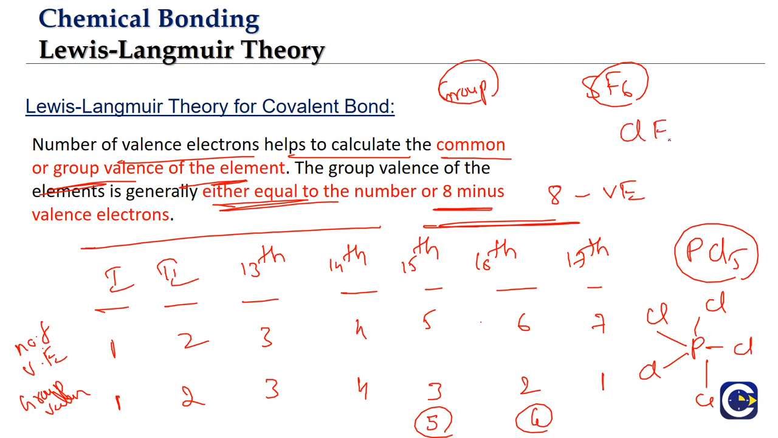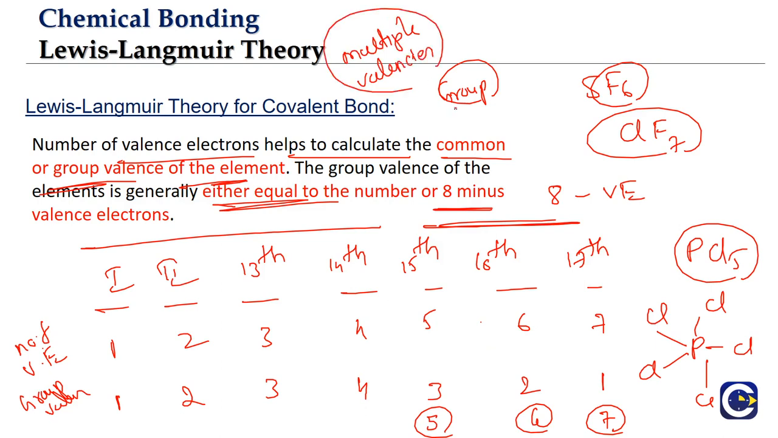In examples like ClF7, chlorine is bonded to 7 fluorines. So here the valency of chlorine will be 7. We'll see that for the p block elements, and when we go to d and f block elements, there will be even more valencies that the elements can share. So the p block elements can exhibit multiple valencies, like we have seen in the examples. This is what we can say in terms of covalence.